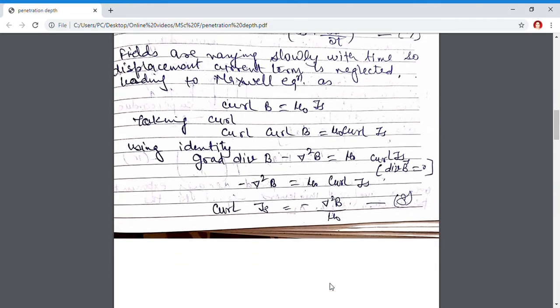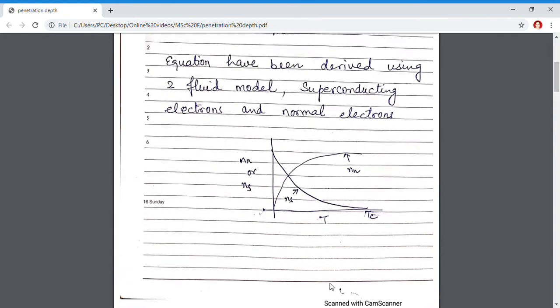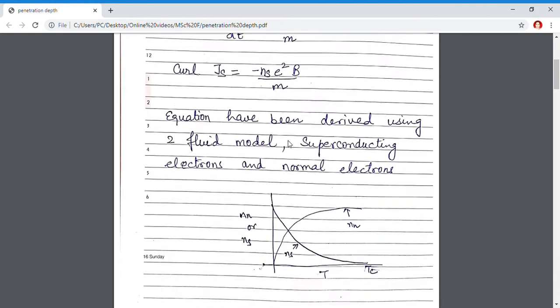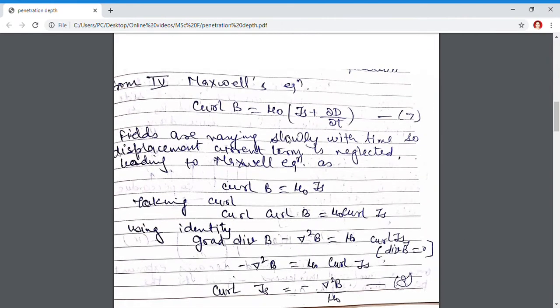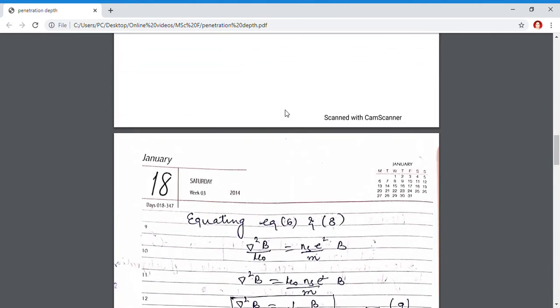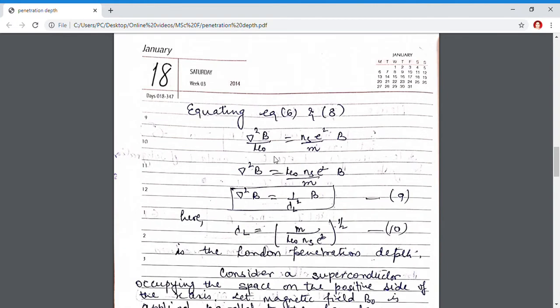I have already derived curl Js from the London expression. This was the second London equation. This shows curl Js to be equal to minus ns e square B upon m. So first, using the London equation, I have derived curl Js, and secondly, using the fourth Maxwell expression, I have obtained curl Js. Now, equating both these curl Js, I got the value of del 2 B to be equal to mu 0 ns e square upon m times B.